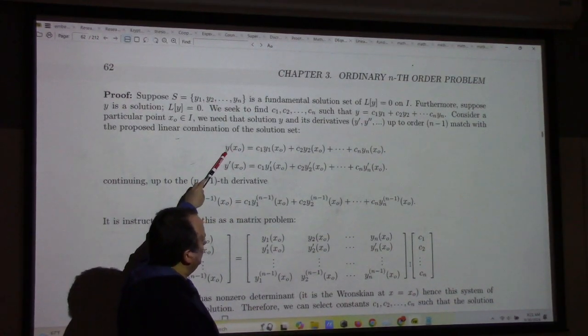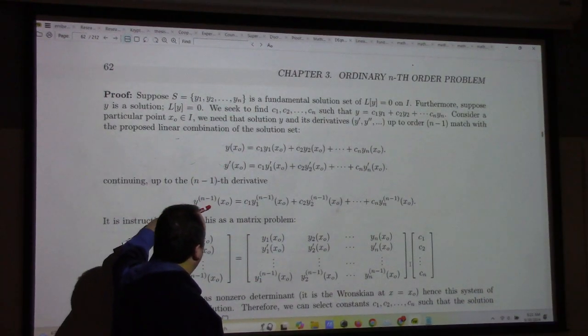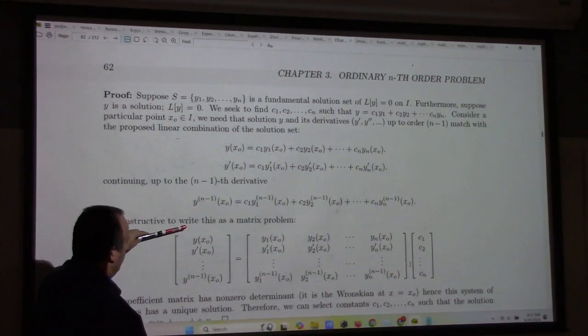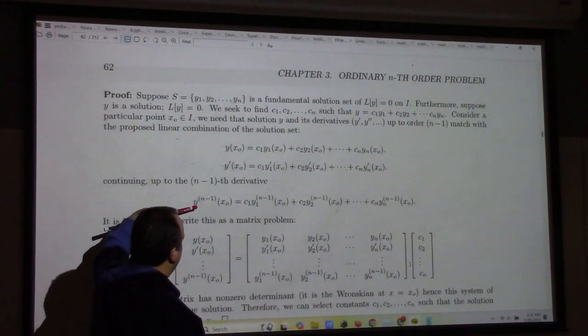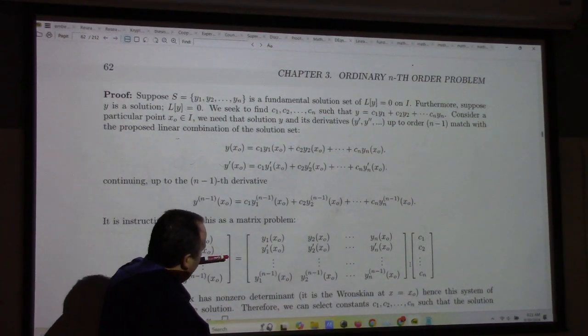As I'm trying to find the constants, the claim is that there's a unique set of constants that does this. So here's y of x naught, y prime of x naught, up to y to the n minus 1 of x naught. By differentiating n minus 1 times, that gives me this stack of equations, which if I rewrite it like this, I get this.